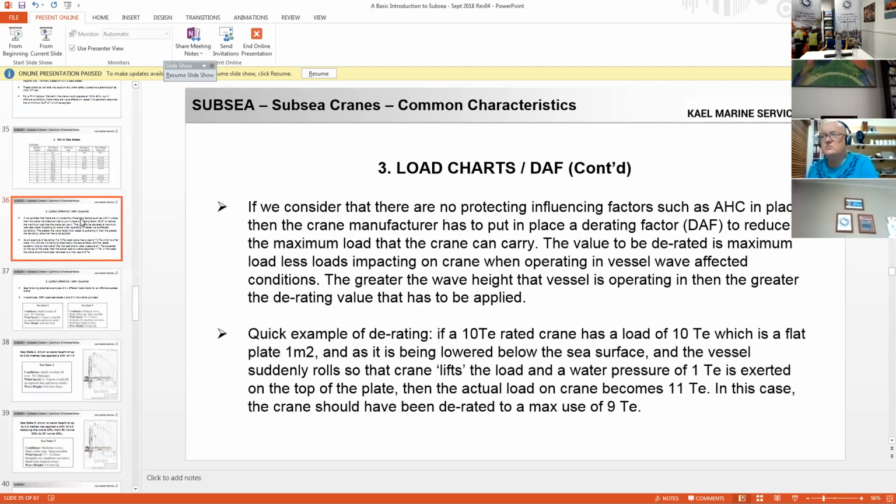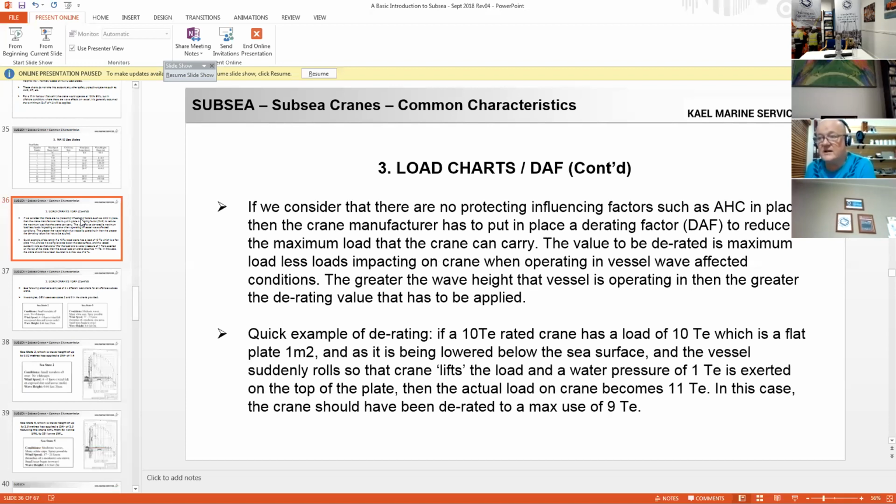Okay, so load charts continued. We consider there are no protecting influences such as AHC in place, and the crane manufacturer has to put in place a derating factor to reduce the maximum load that the crane can carry. The value to be derated is the maximum load, less loads impacting on the crane when operating in vessel wave-affected conditions. The greater the wave height the vessel is operating in, the greater the derating value that has to be applied. As I said, you could have a 50-ton crane working in pretty bad conditions. It could be a DAF of 2, which means you're down to 25 tons.